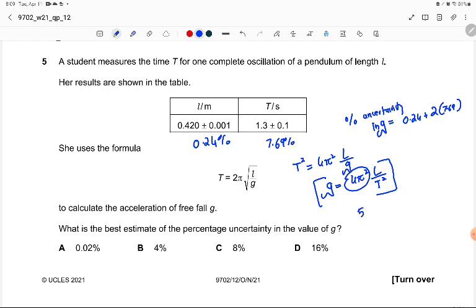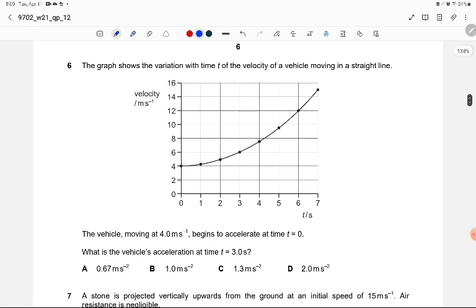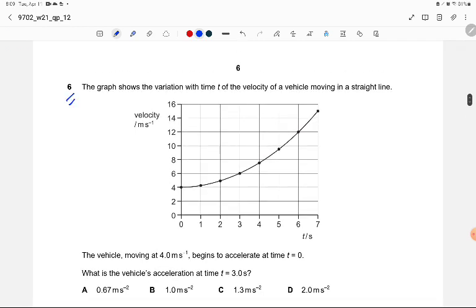15.6% means the closest value is actually 16%. So this should be the answer. Let's just move on to the next question.